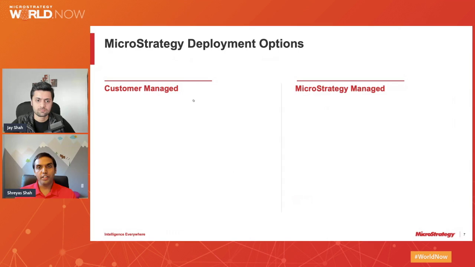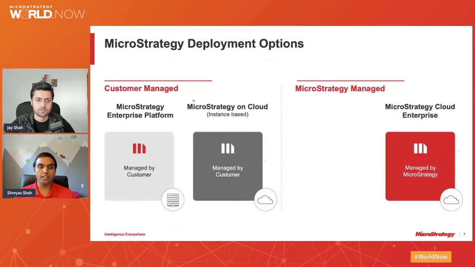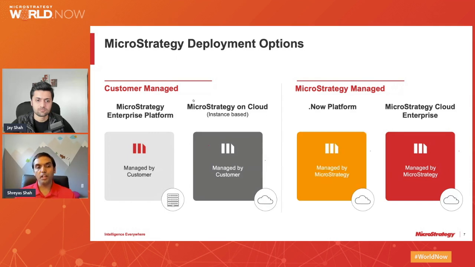So now I already showed you our three offerings: the MicroStrategy Enterprise Platform, MicroStrategy on Cloud, and MicroStrategy Cloud Enterprise. Hyper.Now is another MicroStrategy managed infrastructure. As I mentioned, it's a SaaS platform, and MicroStrategy will take care of everything, including upgrading your environments too. This platform is always upgraded, so there is no hassle for a customer to worry about upgrading. We'll back it up. We will patch it. We will ensure that it's completely secure and your data is completely secure as well. So those are the current deployment options.